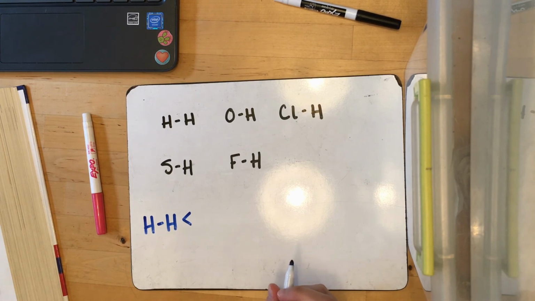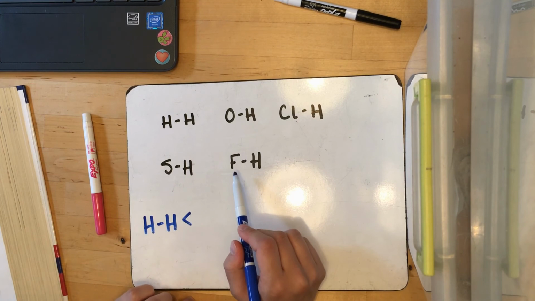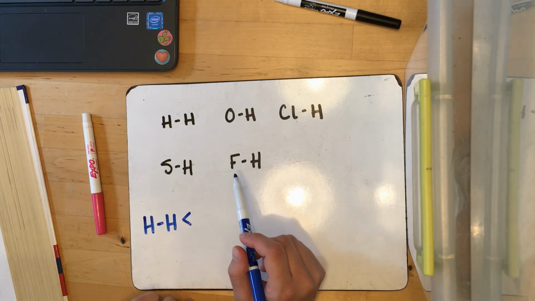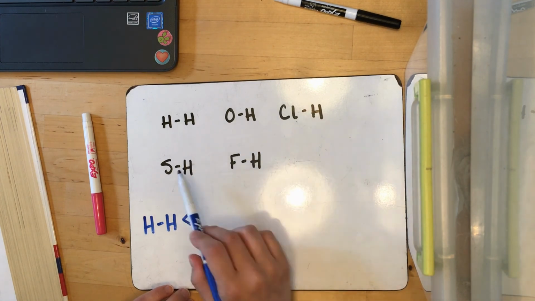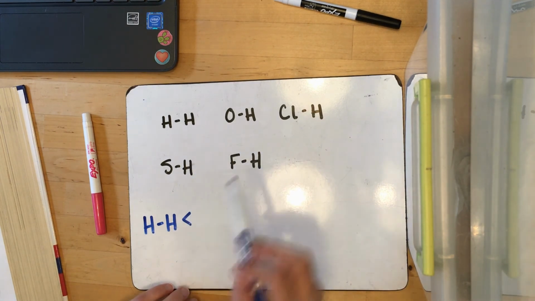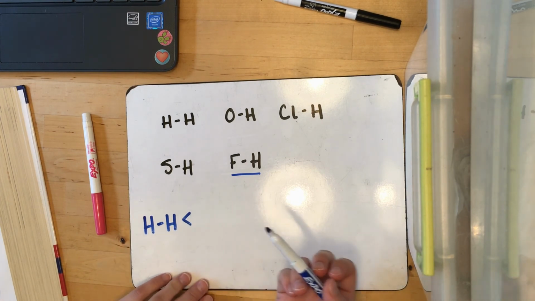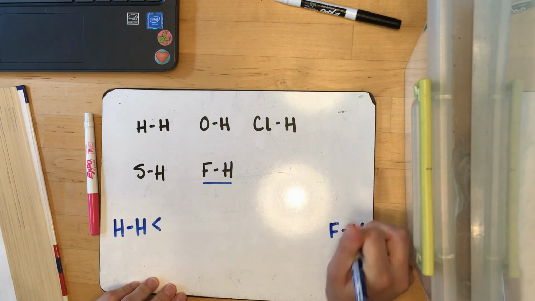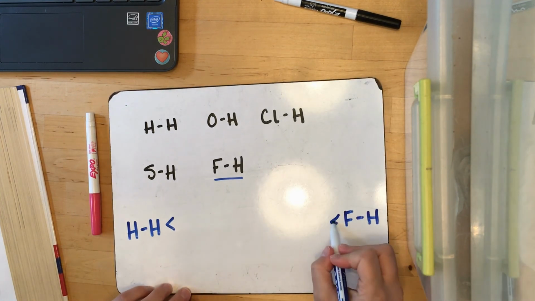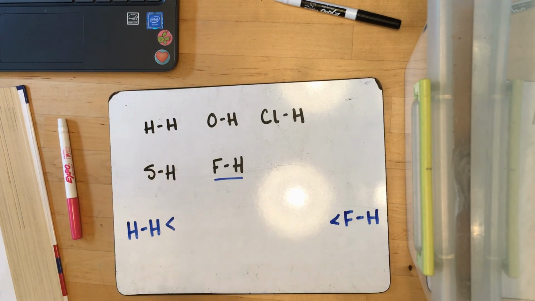We also can see that FH here, we know fluorine has the highest electronegativity on the periodic table. And we're comparing all of these elements to hydrogen, so we can say with certainty that this is going to be the greatest polarity. So we can put that at the opposite end. Now, to be certain with the others, we should check their electronegativities before filling them in.